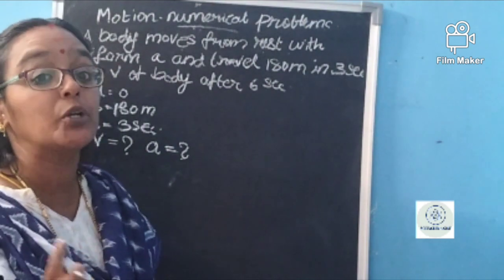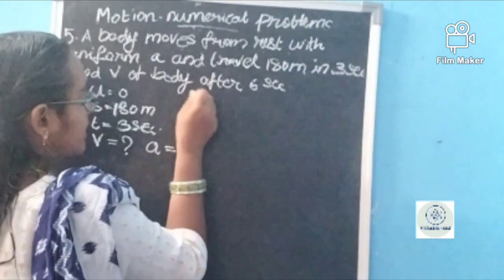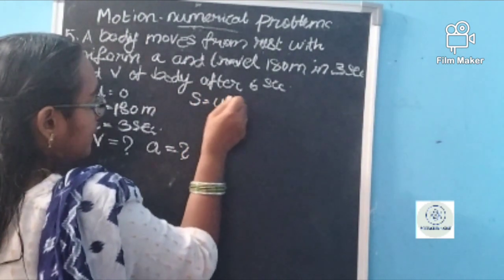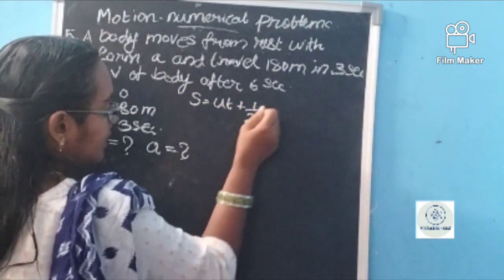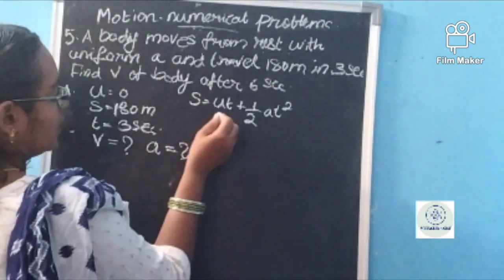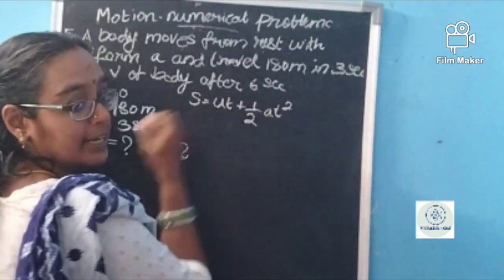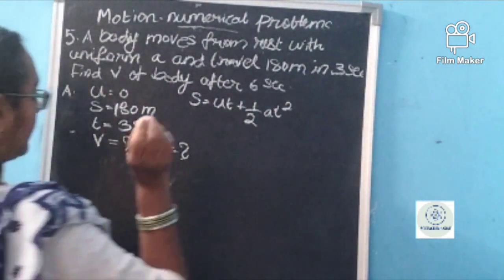See, s is equal to ut plus half at square. What is that equation? s is equal to ut plus half a t square. In this equation, s we know, u we know, t also we know. Acceleration we have to find. Okay, we can apply this.